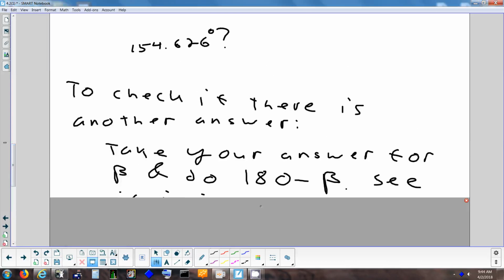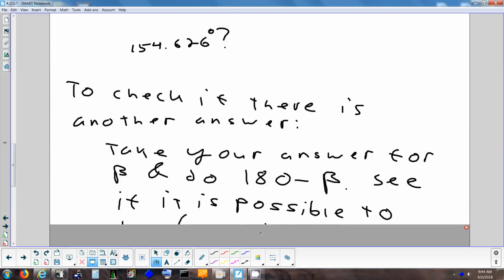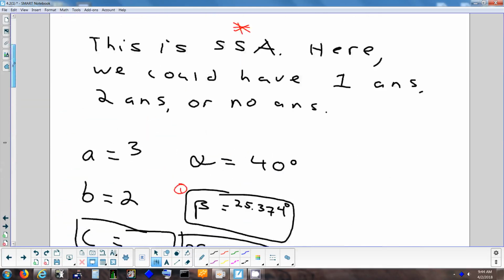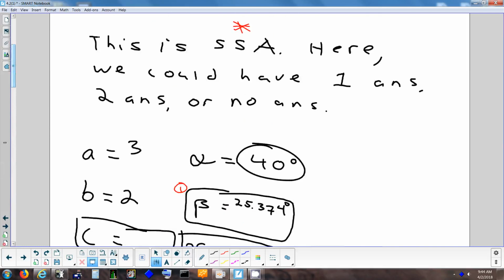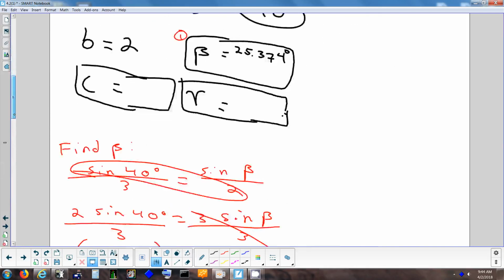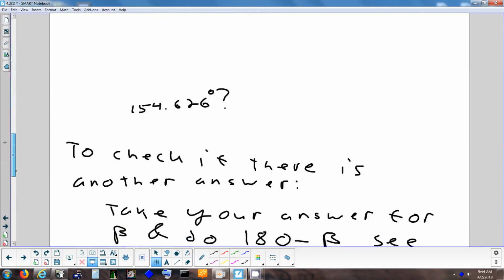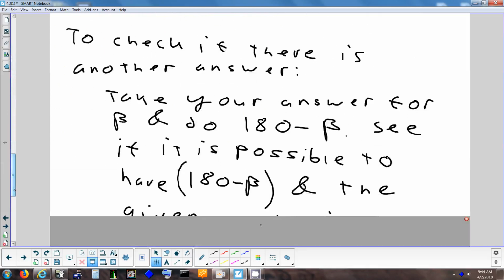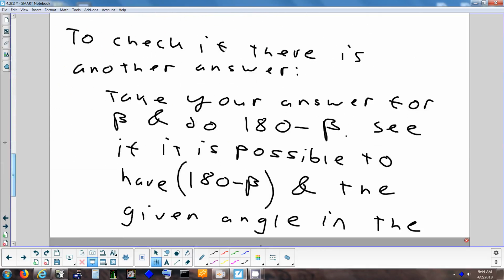I'm just going to write it off to the side and I'll come back to it. Now we have to see if it's possible for an angle that's that big to fit in the triangle. Because remember, we were given an angle to start. We already know there's a 40. So whatever else we're trying to fit in there, we're limited to 180. Okay? So see if it's possible to fit the answer we just got, which was 154.626, and the angle they gave me. Okay? They gave me a 40 in the same triangle.